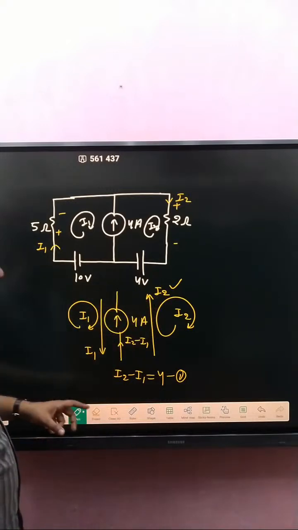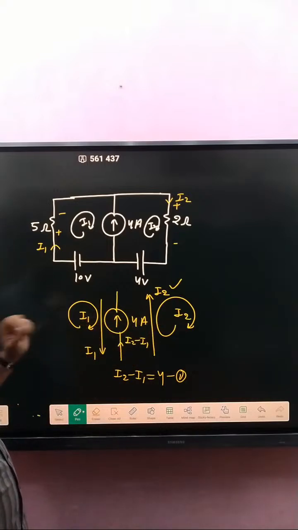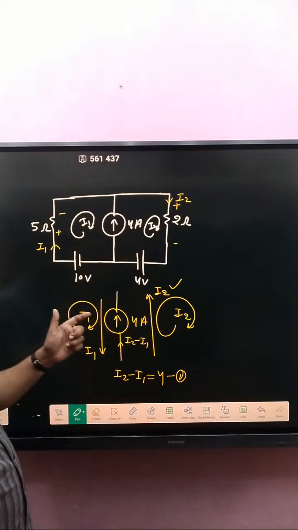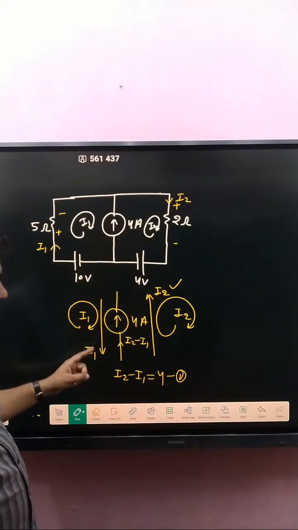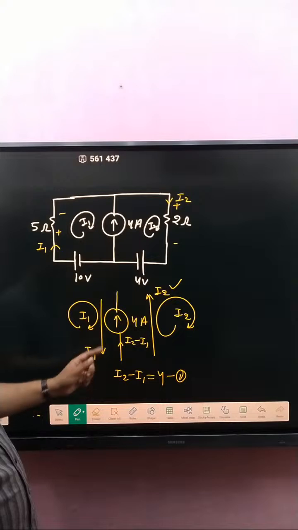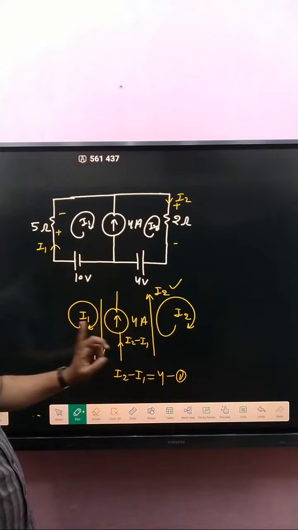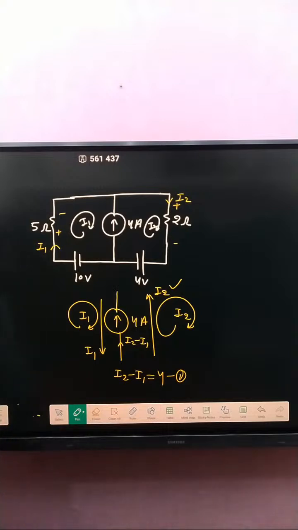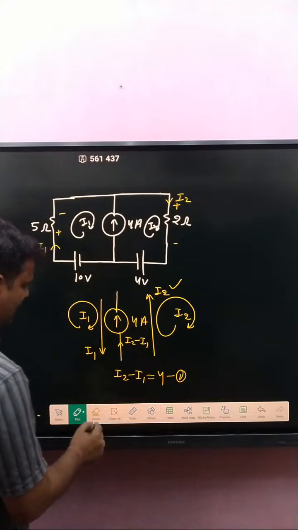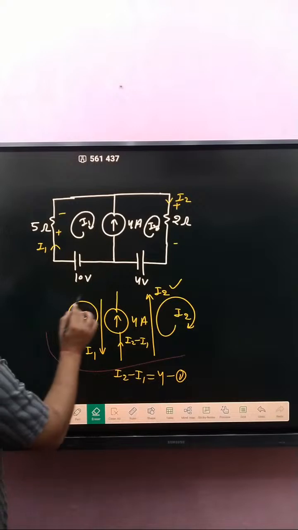But what about net current? This one is a loop current, this one is a loop current, that is also loop current. So what about branch current? I2 minus I1, the net current in a branch. So I2 minus I1 will equal to 4 ampere. Okay, clear? So now next target is, first of all, make it.